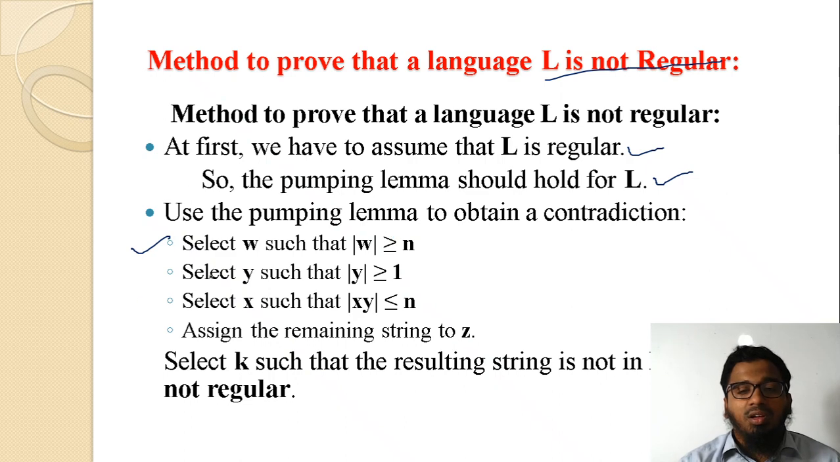Second point, select y such that the length of the string y should be greater than 1. There should not be epsilon and there should not be 0. Then select x such that the length of xy is less than or equal to n, that should not be more than n.